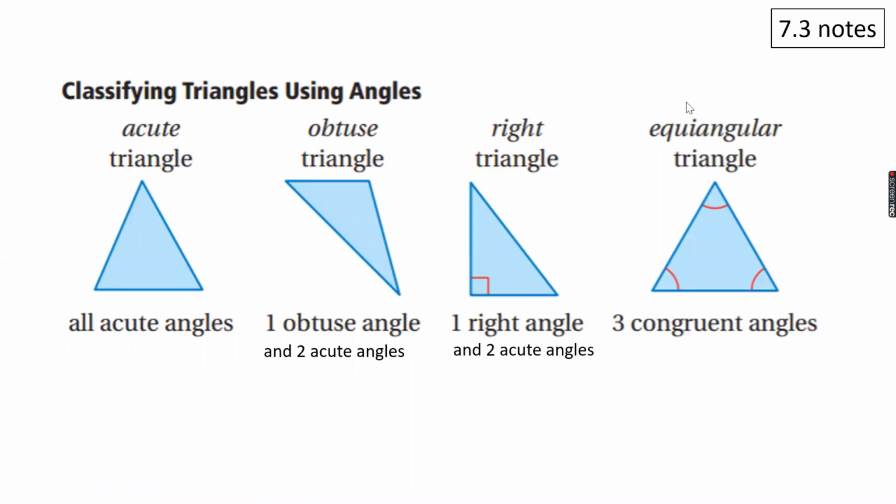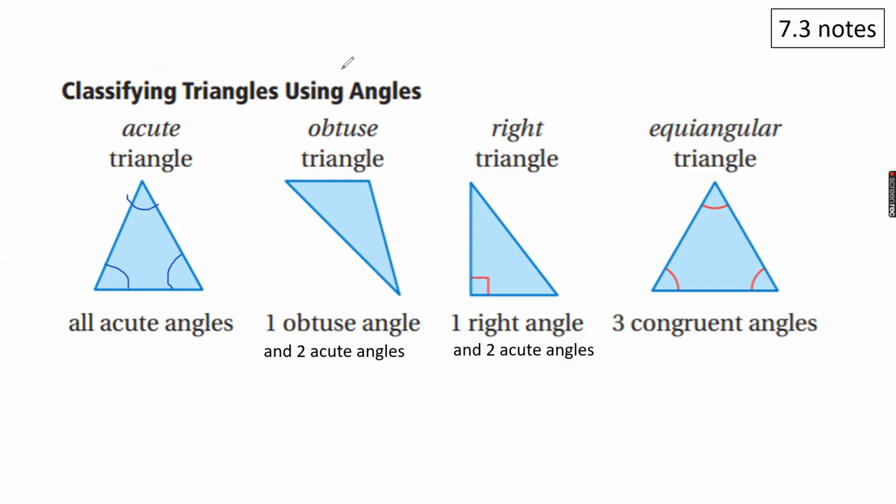Now we're going to classify triangles using angles. We've talked about this before, but we're going to specifically talk about the angles of a triangle. We've talked about acute angles. Excuse me, now we're going to talk about an acute triangle. Acute angles are angles that are less than 90 degrees. This would be an acute triangle because every single angle, 1, 2, 3, is less than 90 degrees. So that makes it an acute triangle.